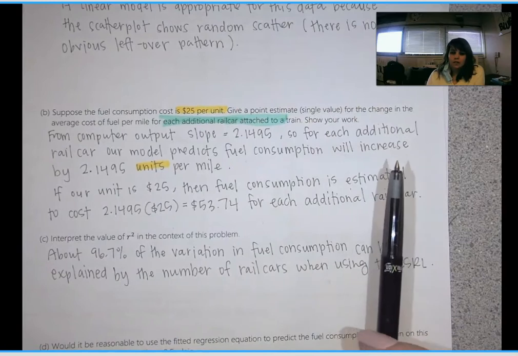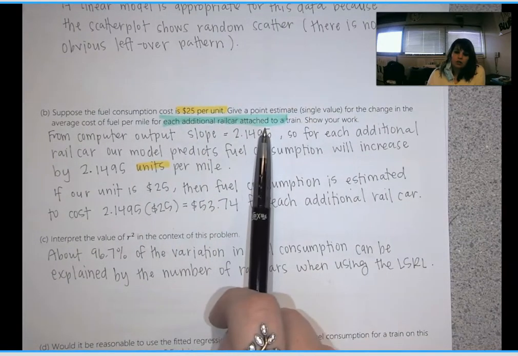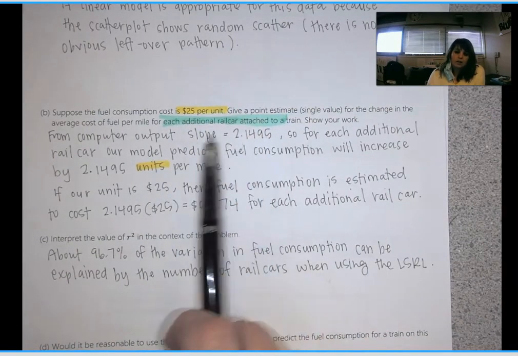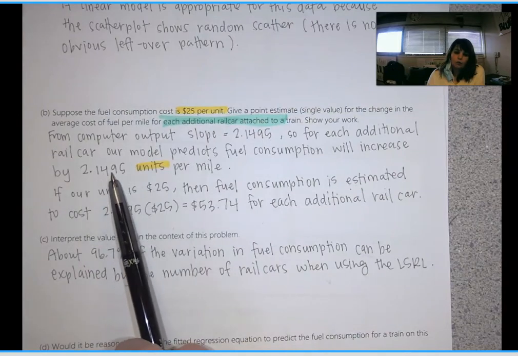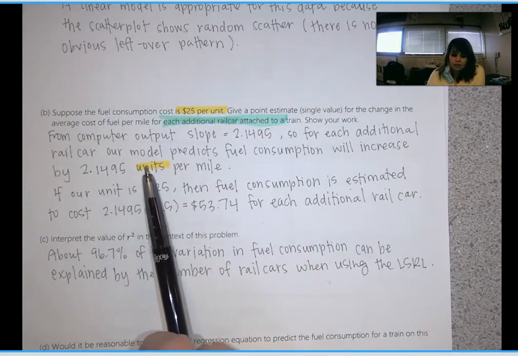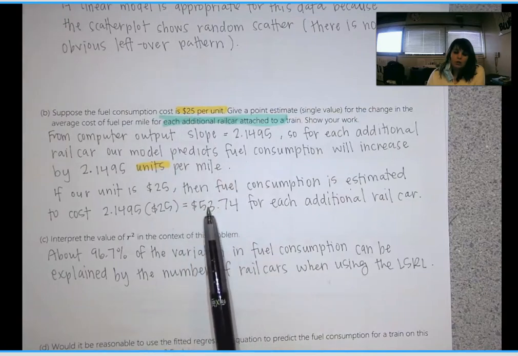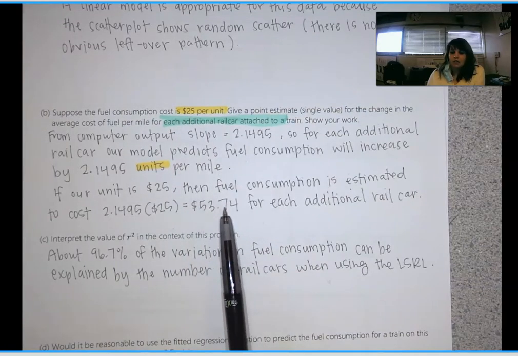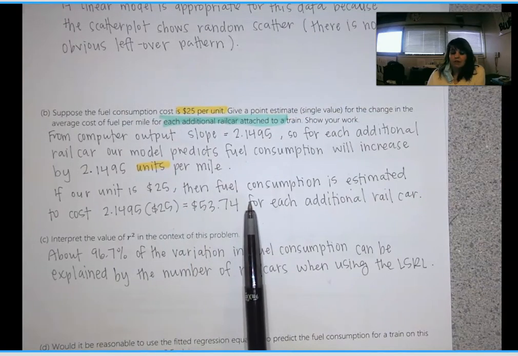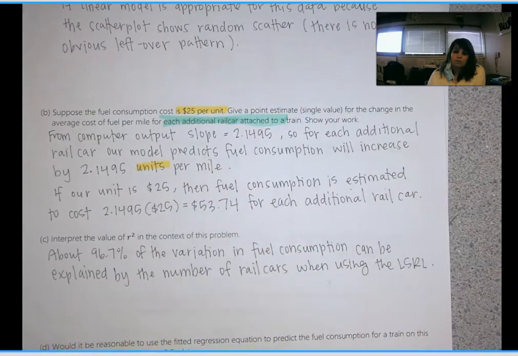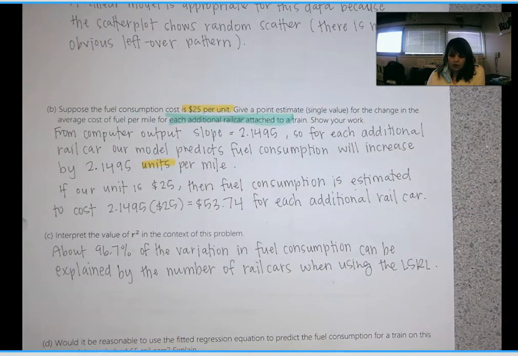So the key here was look at the slope. Each additional rail car requires an increase in 2.1495 units. If each unit costs $25, then our cost is going to go up by $53.74 per rail car. So hopefully that explanation is sufficient.